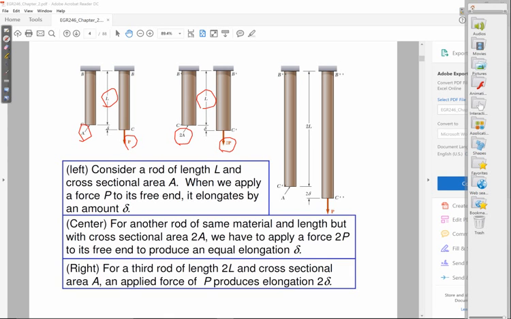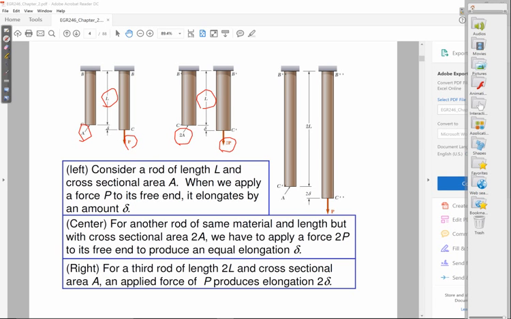Okay? And in the third column now, what I'm going to do is keep the same area as the original column on the left, but I double its length. If I do that and apply that same force P, now I get twice the deformation as in that first column.